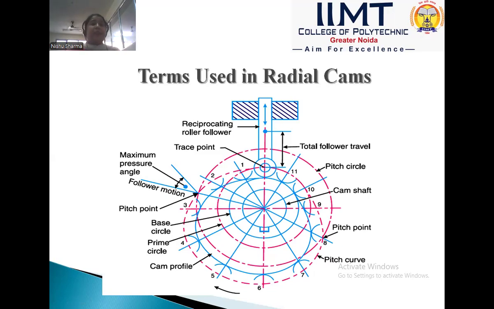In this diagram, we see that this is a roller follower. This is called the trace point.